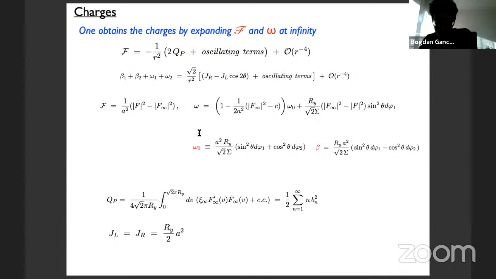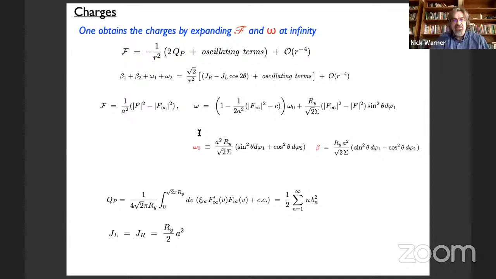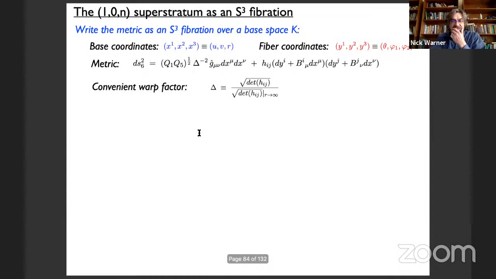Okay, so now what I want to do is spend a whole chunk of time telling you what this geometry looks like, because it really is the workhorse when you want to analyze the basic superstratum. And so what I'm going to do first is write it in a way that separates out the S3 from the thing that looks like an AdS3. This first step can be done for any metric, but I'm going to separate out what I'm going to call the base coordinates, u, v, and r, from the sphere coordinates, theta, phi 1, and phi 2. But just think of it arbitrarily as some separation of coordinates.